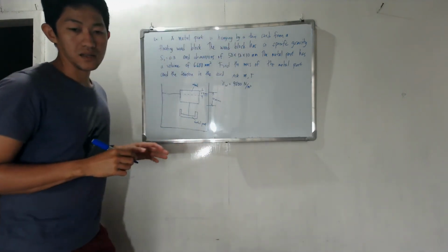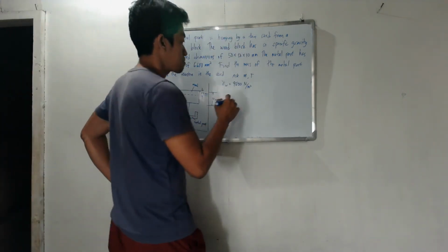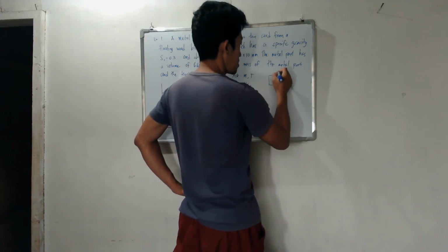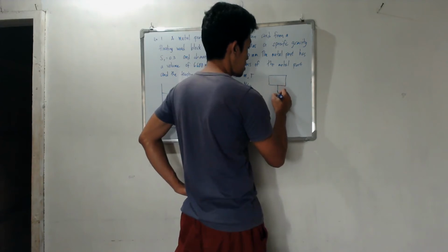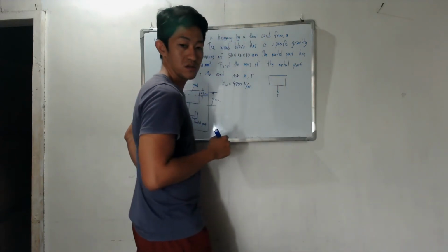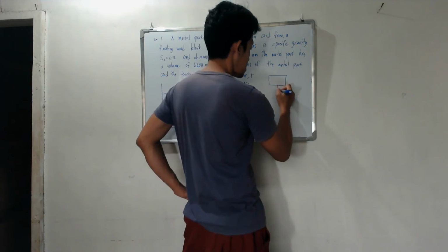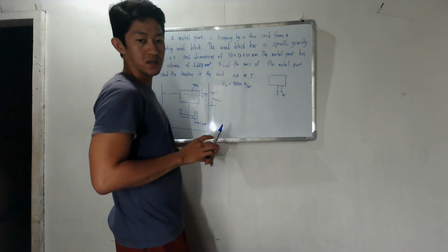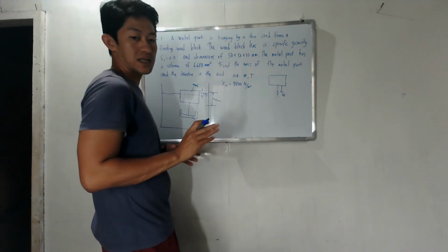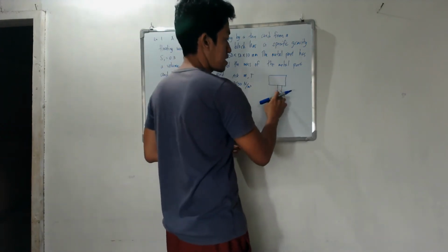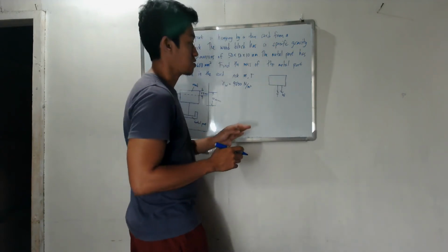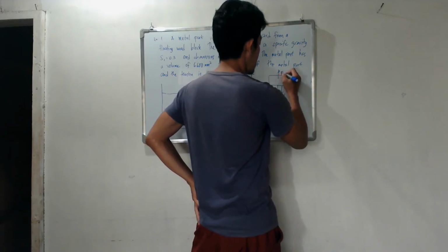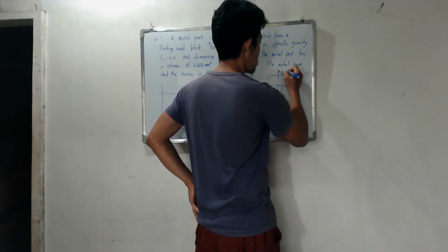Since duha man ka object, so duha ko din ka free body diagram. For the wood, you have the tension, you have also the weight. Dili na lang ni siya line dire, pero ang weight niya is nasa centroid dapat. And the buoyant force of the wood.